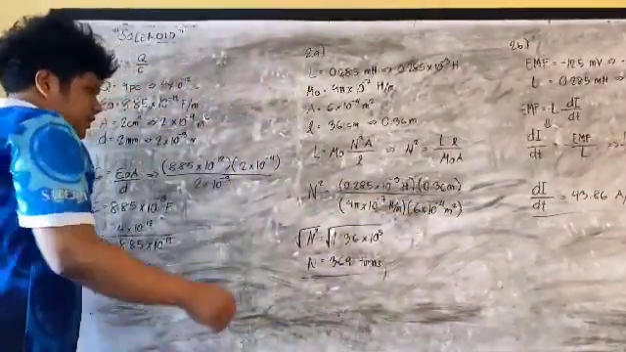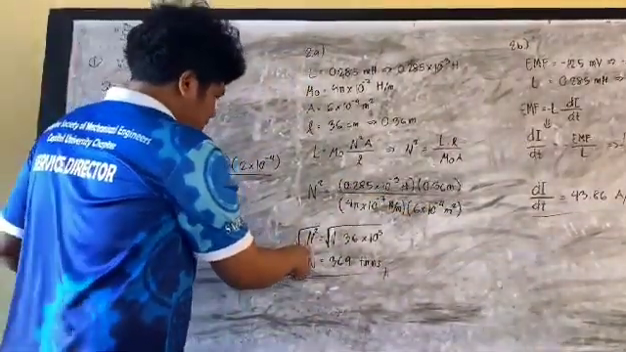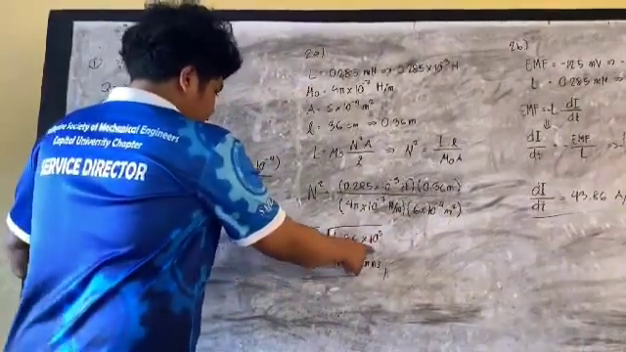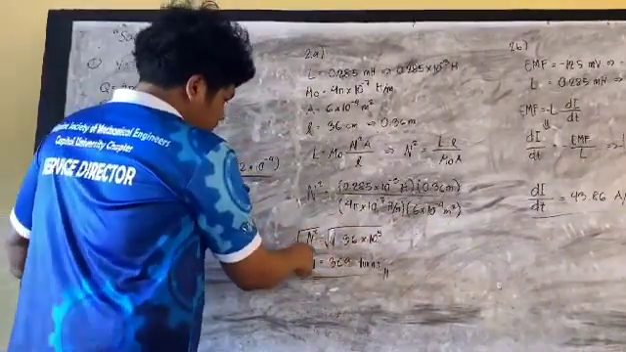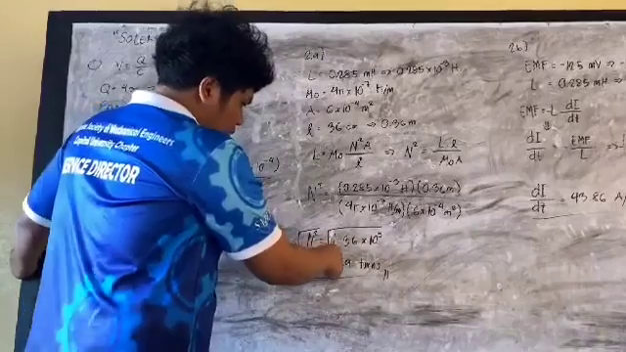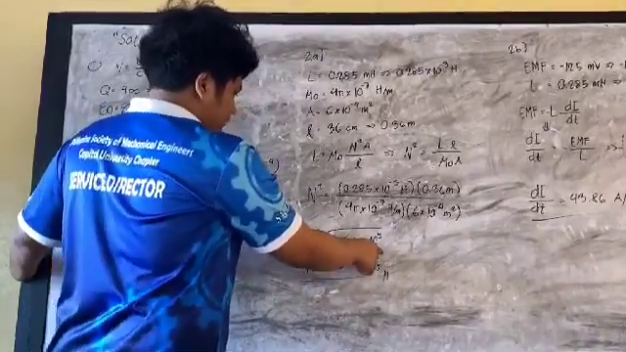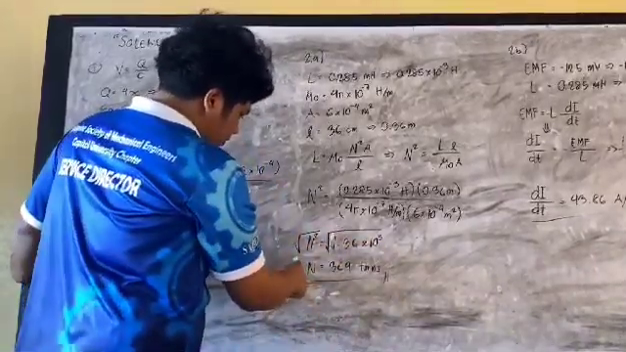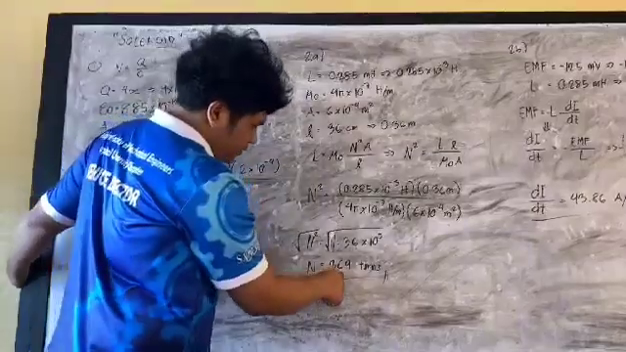And then we will take the square root of the values to get N. The square root of N squared is equal to the square root of 1.36 times 10 to the 5. Then N is equal to 3.69 thousand.